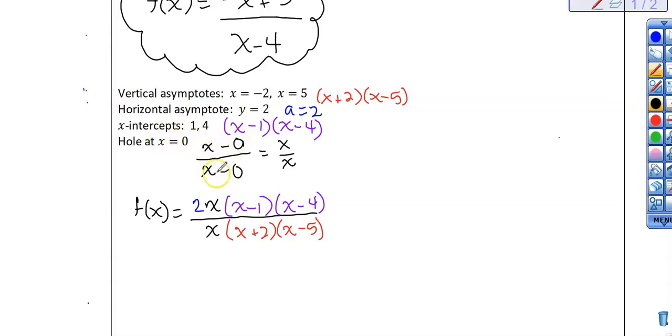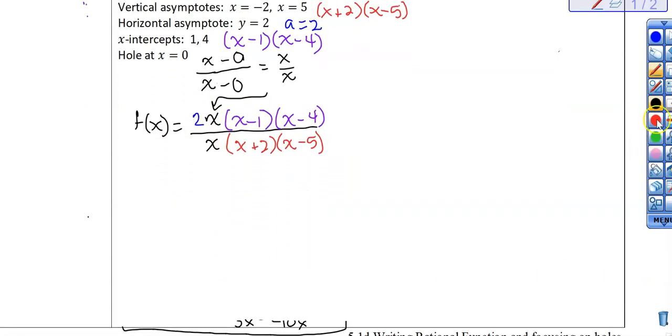So x minus 0 over x minus 0, which reduces down to x, which I inserted in the front because it's a monomial factor. Okay, and then you have your A and your x-intercepts and your vertical asymptotes. Let's go ahead and simplify that. Now, typically when I simplify these, I will not distribute my monomial first. I'll multiply my binomial pairs, and then I'll distribute. You can, of course, do it however you like, but I'm going to go ahead and multiply that.